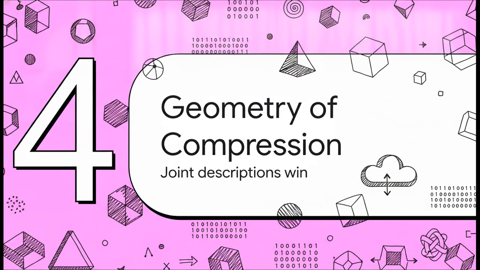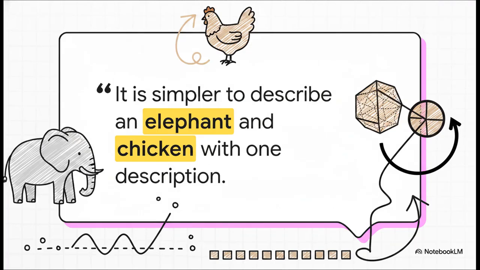Section 4, the geometry of compression. Why joint descriptions win. I really love this slightly humorous quote from the source material. It is simpler to describe an elephant and a chicken with one description than to describe each alone. Now, why does this actually matter for computers? Well, it matters because in high-dimensional space, independent problems do not have independent solutions. Describing things together is mathematically way more efficient.